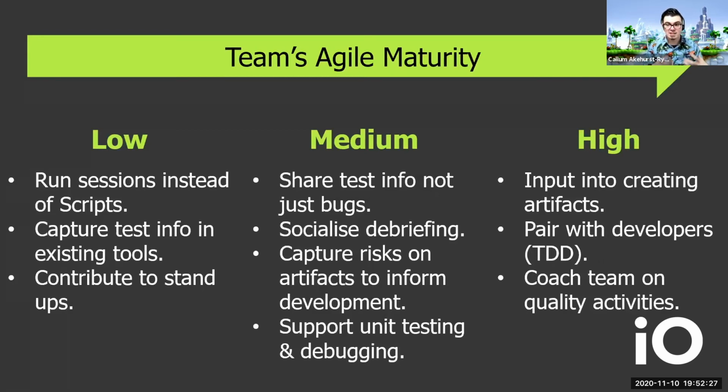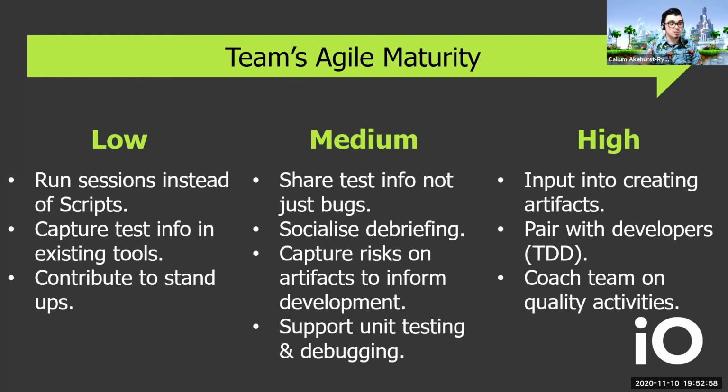When you get to a more medium level of agile maturity, you can start collaborating a bit more. So start to share test info, not just the bugs. Say what's good about the system or what questions you had about the system. Start to socialize the idea of debriefing. So having those discussions with developers so that you can start sharing that information directly, so that you don't have to just communicate via Jira or bugs. You can communicate face to face.